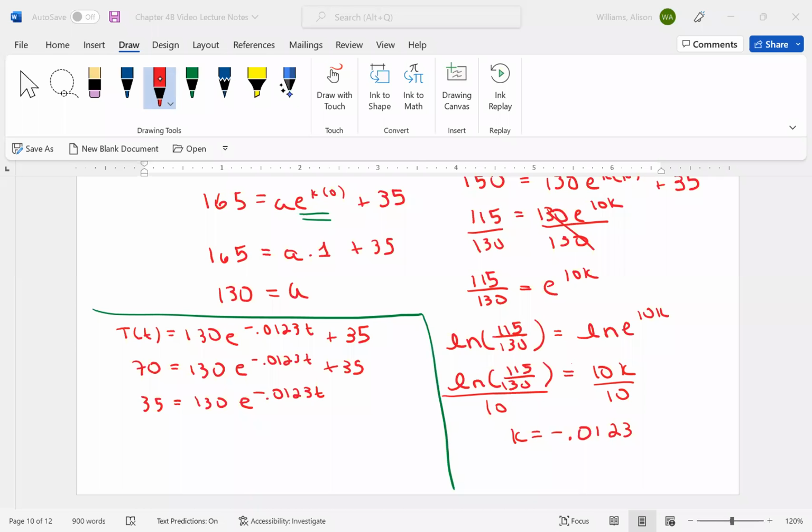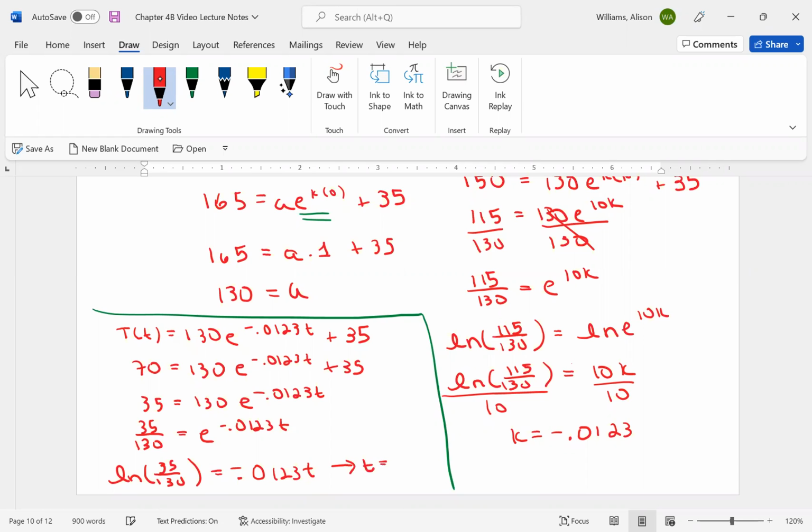Now, for the sake of space, and I apologize about my dog, I'm going to not show the division. Actually, no, here. 35 over 130. I'm going to stick with my original idea of leaving it as a fraction. Equals this. When I take the natural log of both sides, that e cancels. So this is the step I'm going to skip. The e cancels, and I'm left with negative 0.0123 t. Okay. So to solve for t, I'm going to divide natural log of 35 over 130 by negative 0.0123.